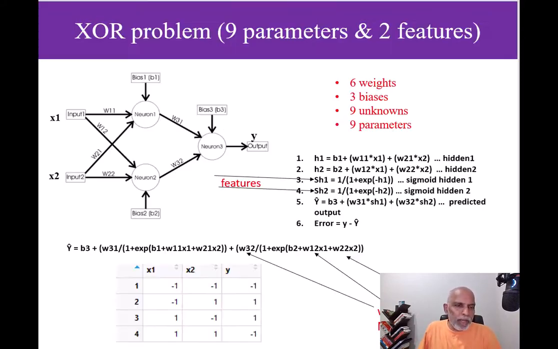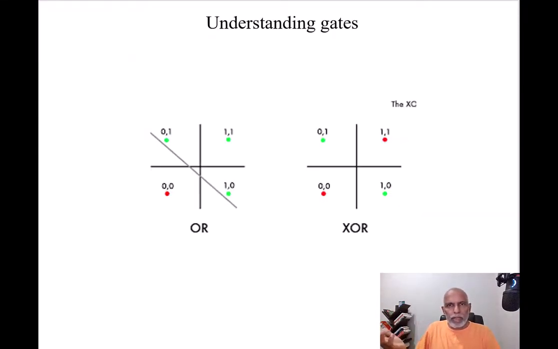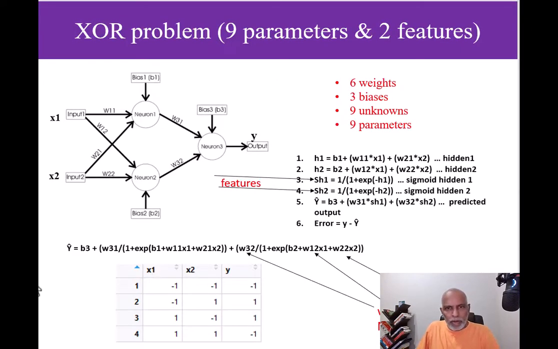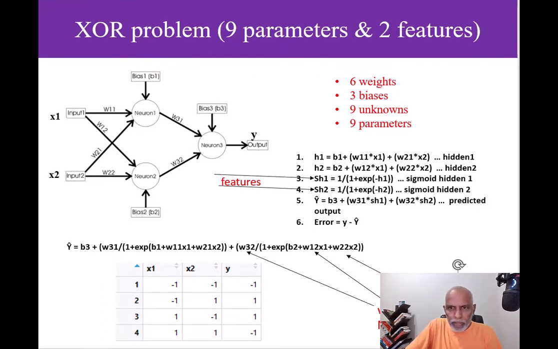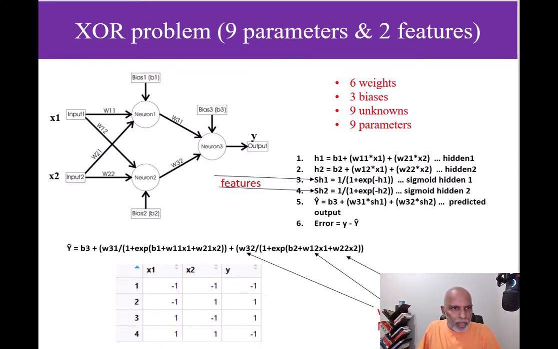That was what Minsky pointed out, and then suddenly neural networks became unpopular. But subsequently they figured out that using hidden layers, we should be able to solve this problem. That's the idea here: using hidden layers, we should be able to solve the problem.